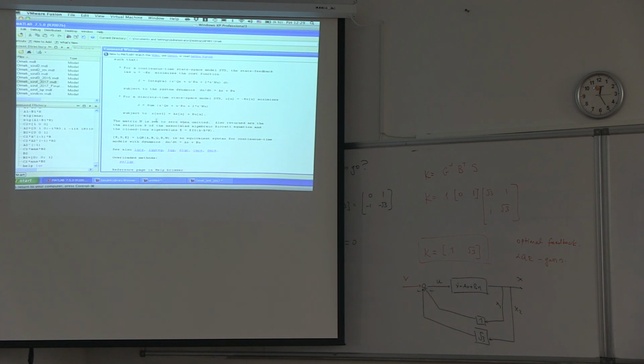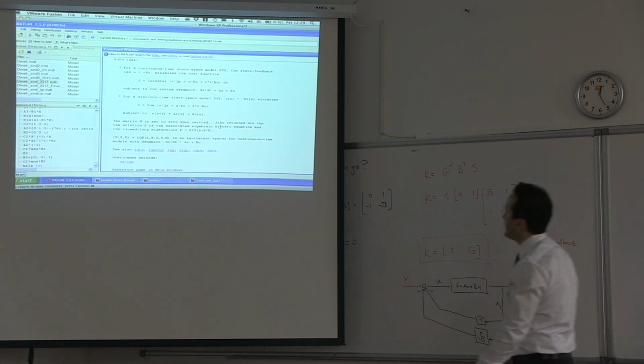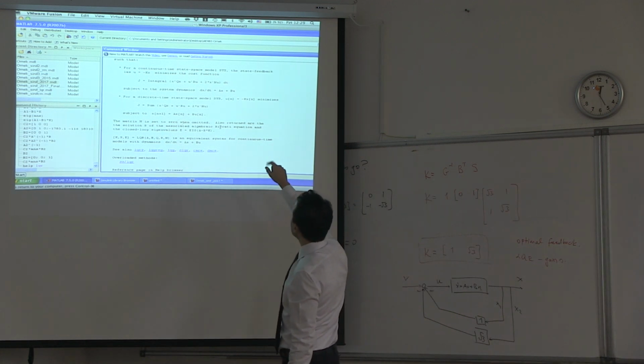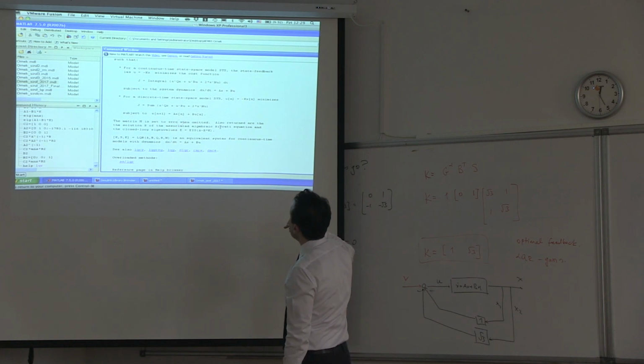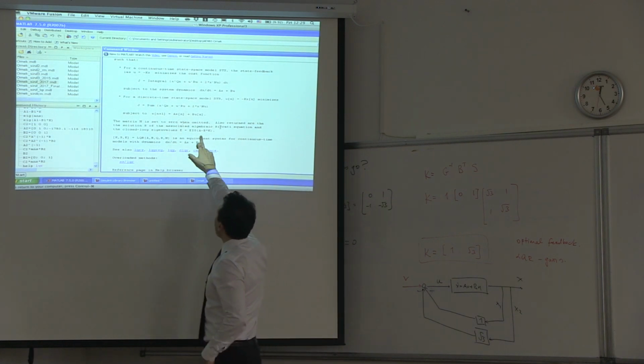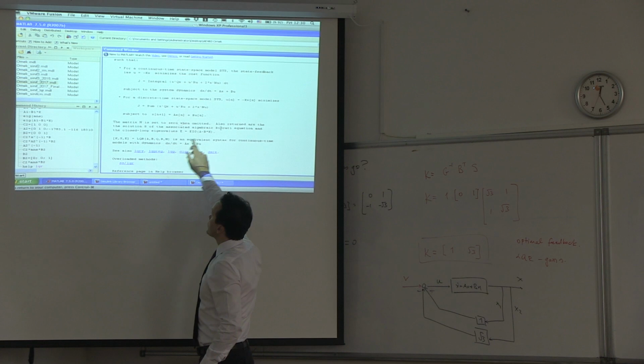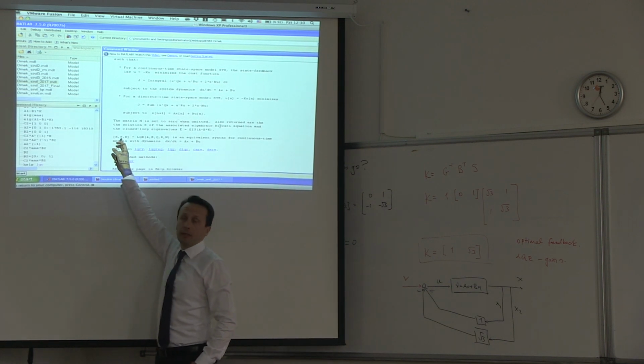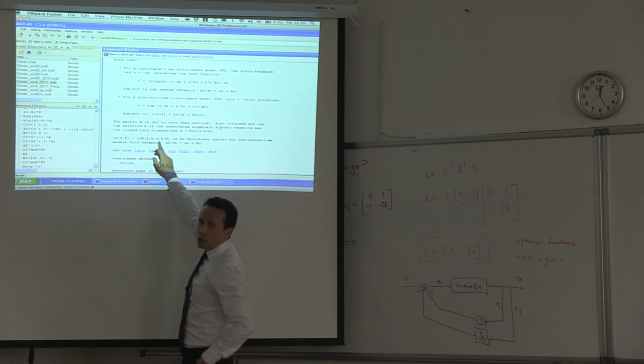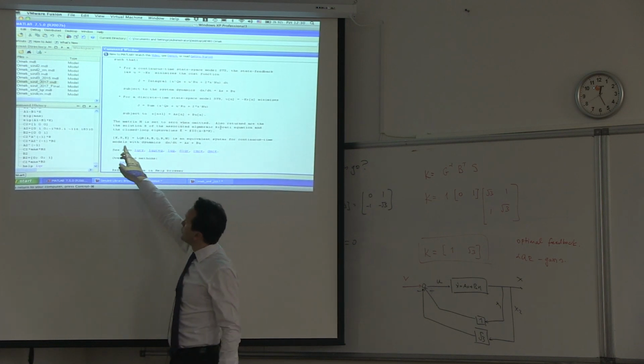The matrix N is set to 0 when omitted. Also returned are the solution S of the associated algebraic Riccati equation and the closed loop eigenvalues A minus BK. Okay? So it will return you three things after you set in A, B, G, F, and 0.